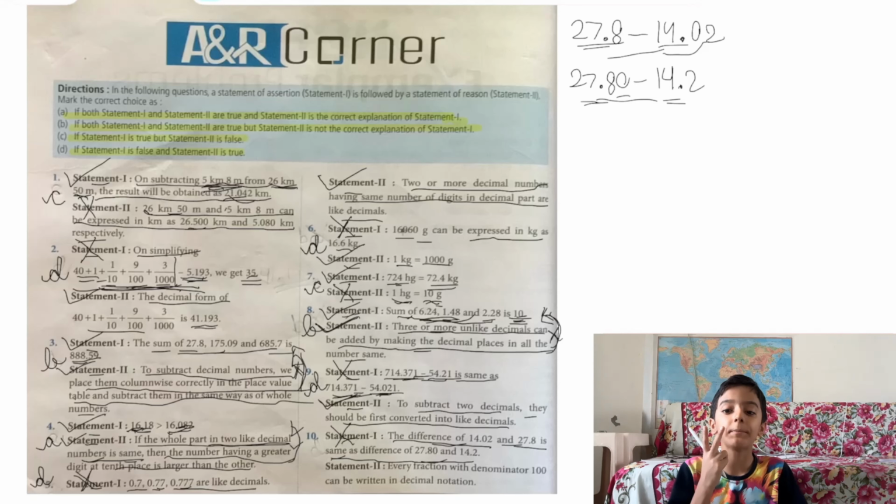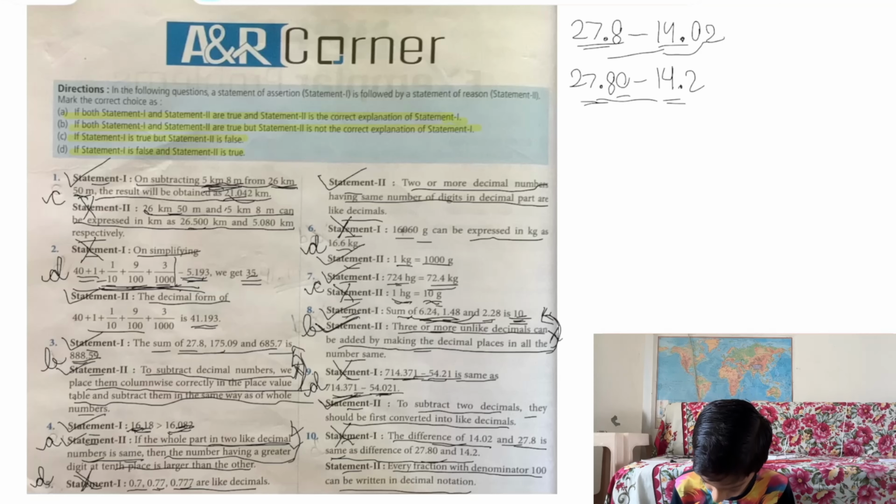Now let's see statement 2. Statement 2. Every fraction with denominator 100 can be written in decimal notation. This is true because in the denominator there should be at least one 0 to write it in decimal form. And here the denominator is 100 and in 100 there are 2 zeros. So obviously every fraction with denominator 100 can be written in decimal form. So here statement 2 is correct. So the correct answer of question 10 is option D, which is if statement 1 is false but statement 2 is true.